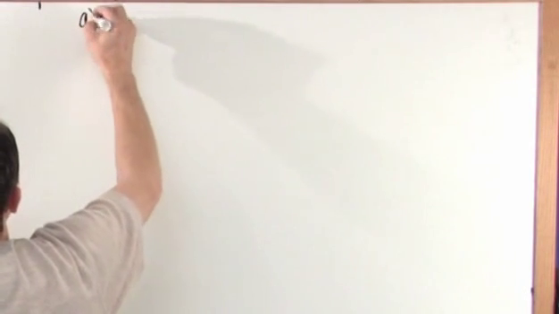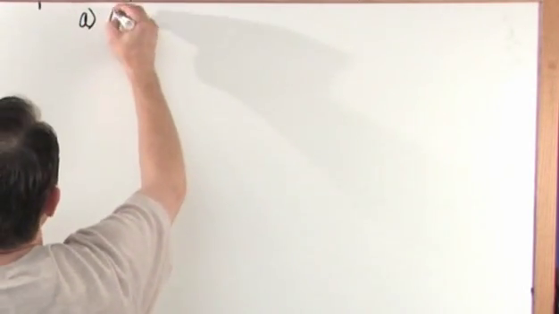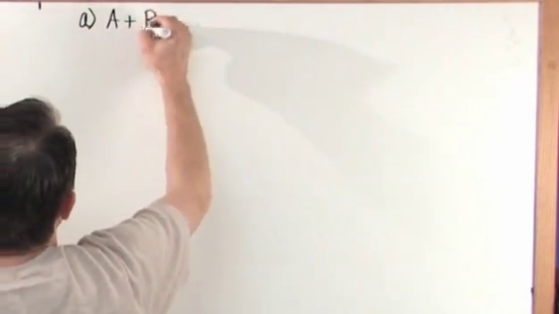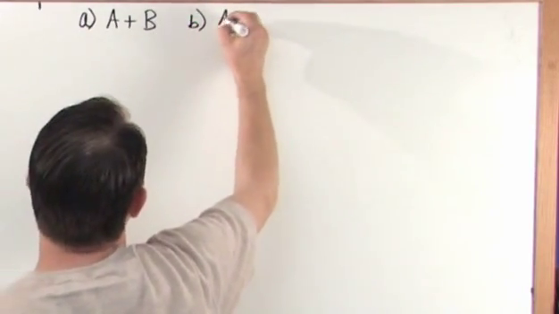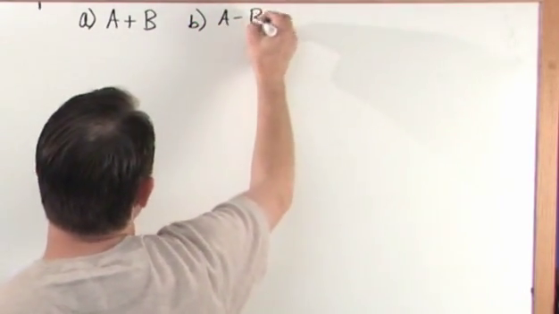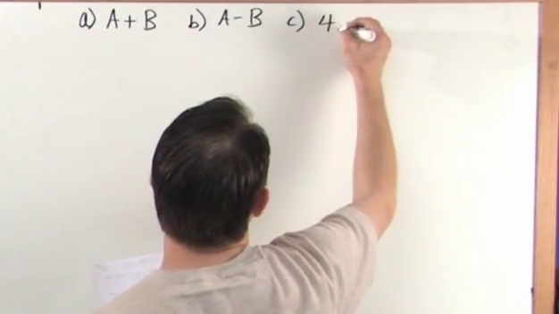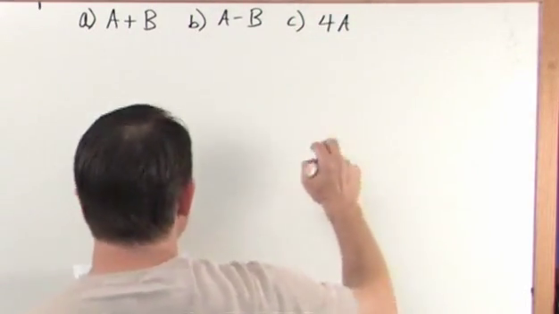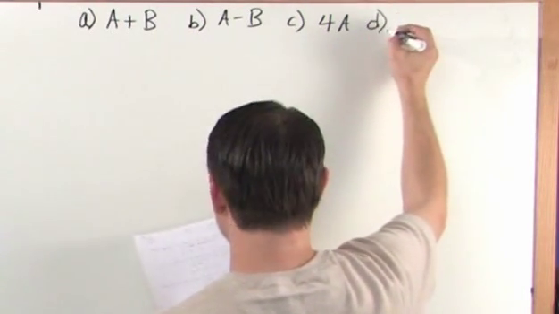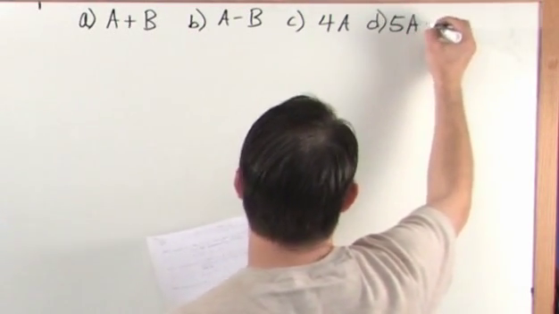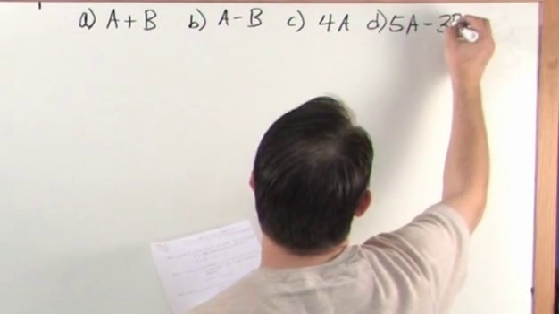So in the problems that follow, just to get some experience with this stuff, instead of looking at the math speak over here, what we want to do for all the problems that follow is find the following things. We want to find A plus B. We want to find A minus B. We want to find 4 times the matrix A. And we want to find 5 times A minus 3 times B.